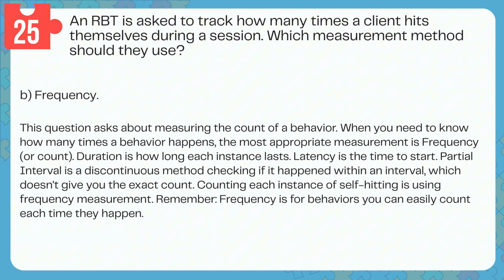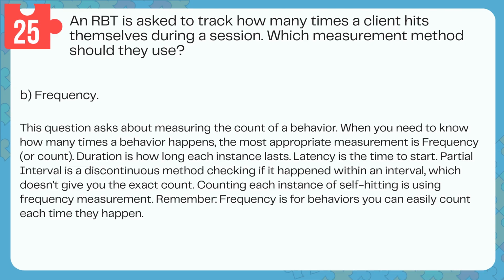Answer B. Frequency. This question asks about measuring the count of a behavior. When you need to know how many times a behavior happens, the most appropriate measurement is frequency, or count. Duration is how long each instance lasts. Latency is the time before it starts after a cue. Partial interval is a discontinuous method, checking if it happened within an interval, which doesn't give you the exact count.